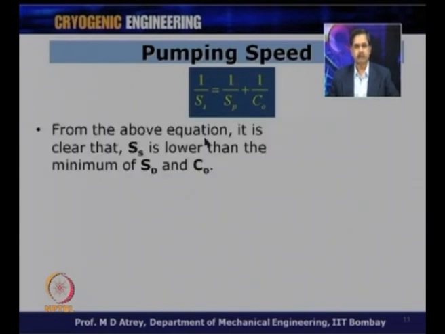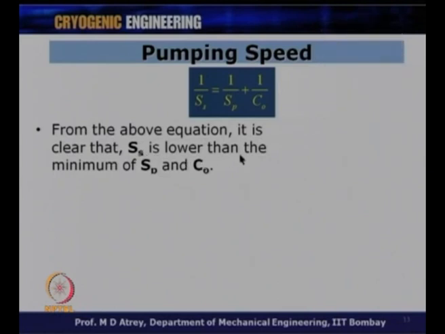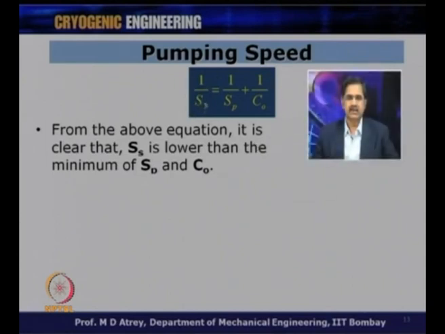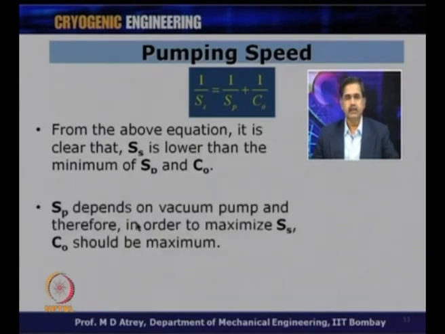From the above equation, it is clear that SS is lower than the minimum of SP and C0. This is a simple mathematical thing. With the reciprocal rule, SS, which is the resultant of SP and C0, is going to be less than the lowest of these two. Normally, I would like SS to be very, very high, but you have to understand that SS cannot be more than the lowest of these two.